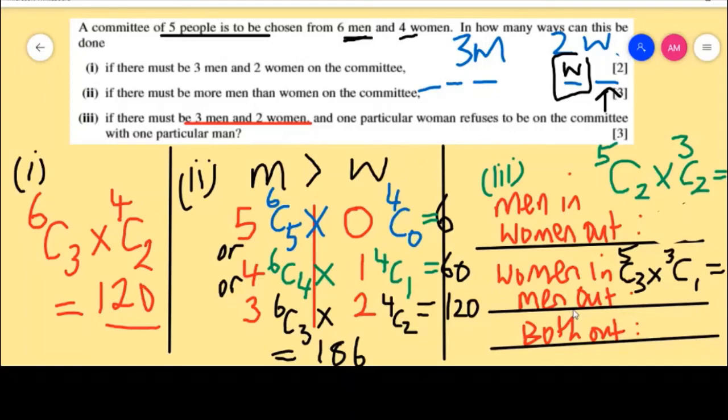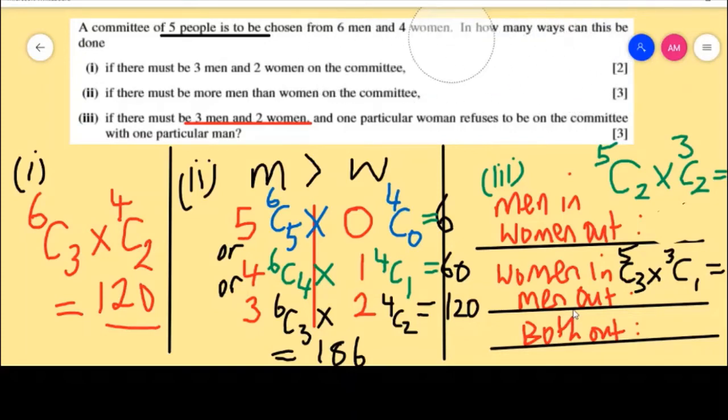Right. The third scenario is when they're both out. So I'm going to consider when both of them are out. Right. So what do I have here? I need 3 men here. So 1, 2, 3. I need 2 women here. So 1, 2. If both of them are out, it means I've got 5 men. So I'm going to go 5, but I'm going to choose 3.